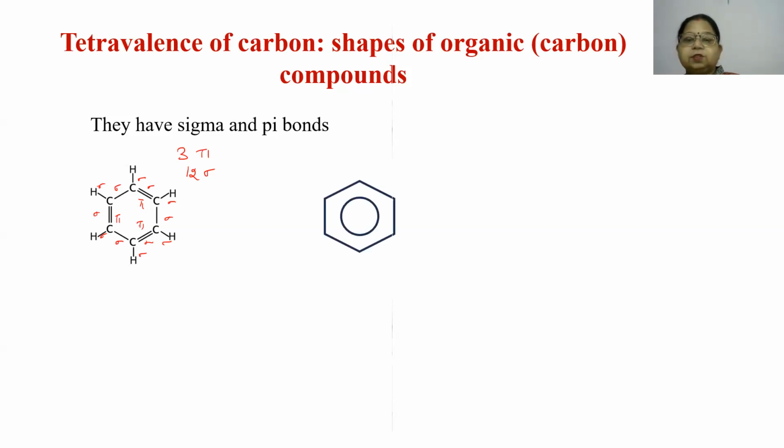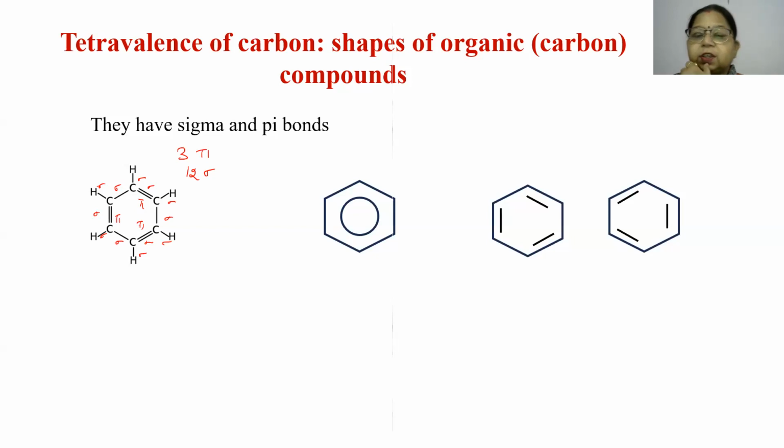This is also the structure of benzene as we have discussed earlier. If the examiner gives you any one of these forms, you must draw the first one as I have given to you, right? It is important for us. We have to draw it like this only, then we will be able to get the correct number of sigma and pi bonds.